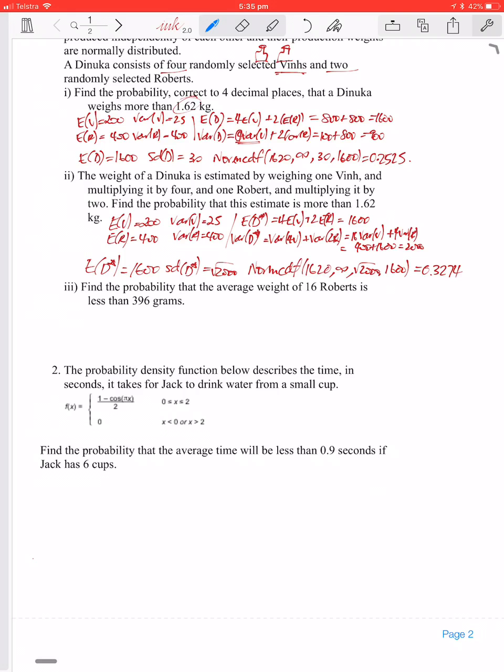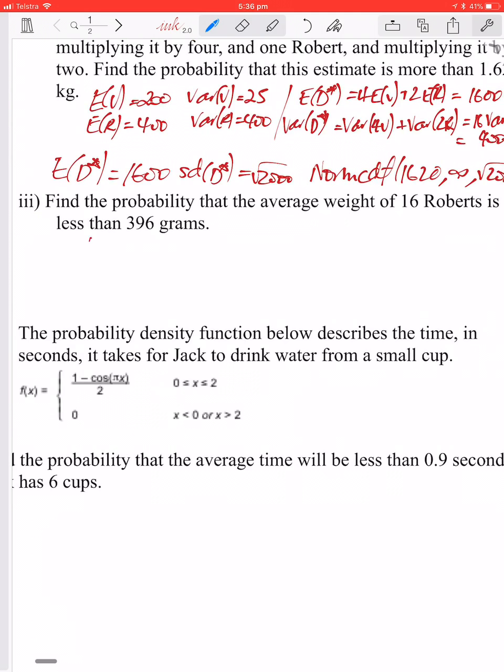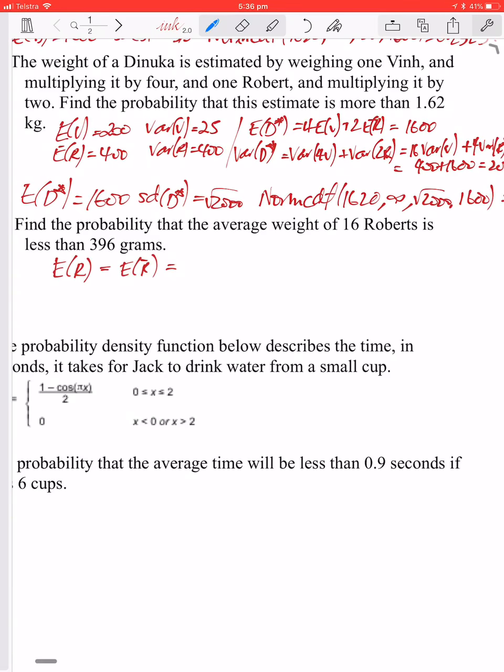Okay, so in the second case, we're more likely to find that the average weight is more than 1.62 kilos. There's a higher probability. Find the probability that the average weight of 16 Roberts is less than 396 grams. The expected weight of a Roberts in the sample is going to be the same as the population mean.